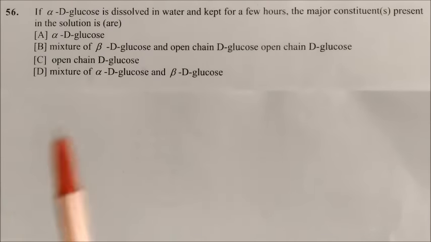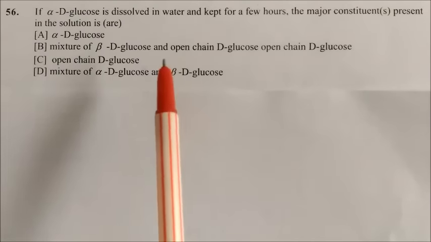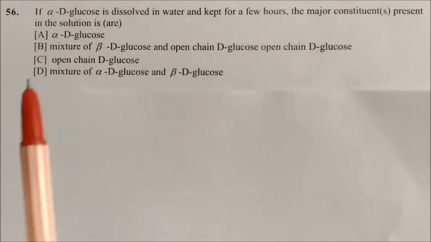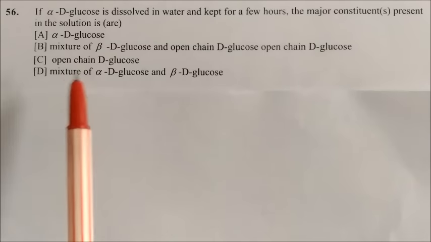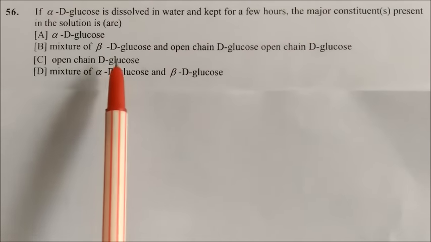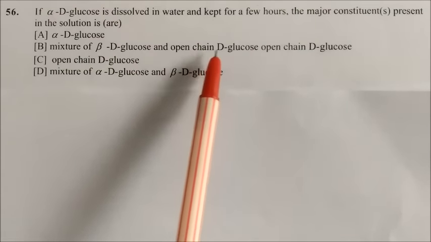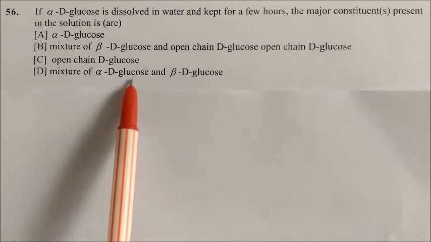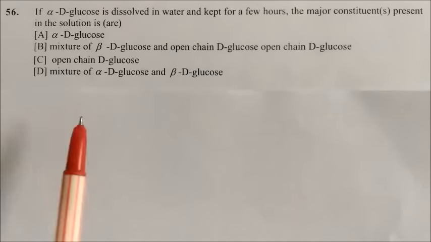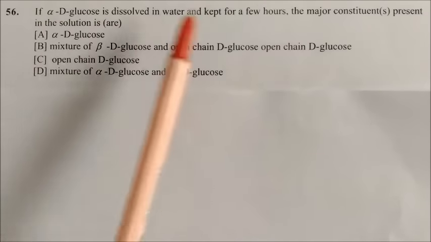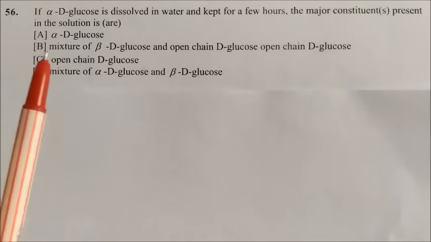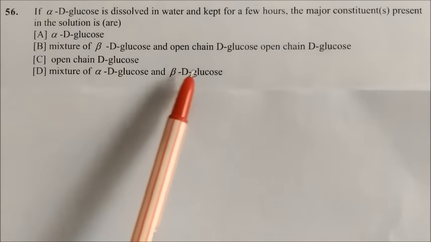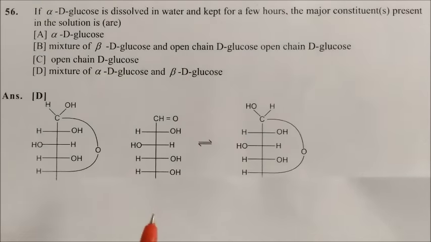If alpha D glucose is dissolved in water and kept for a few hours, what are the major constituents present in the solution? Is it alpha D glucose, or a mixture of beta D glucose and open chain D glucose, or open chain D glucose, or a mixture of alpha D glucose? Definitely when you dissolve this, it will get inverted. It will form two types of glucose, alpha D glucose and beta D glucose. So let us see the reaction.